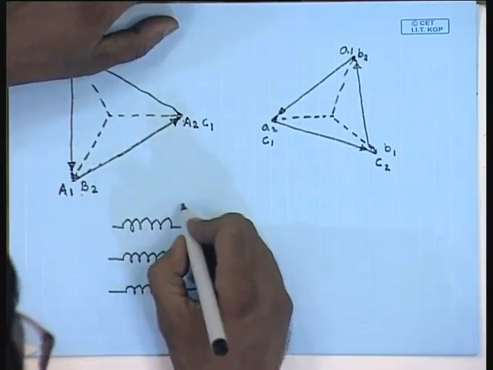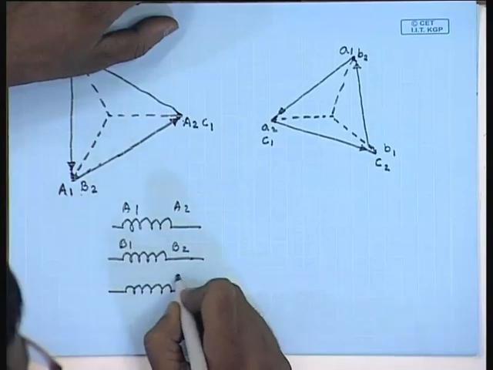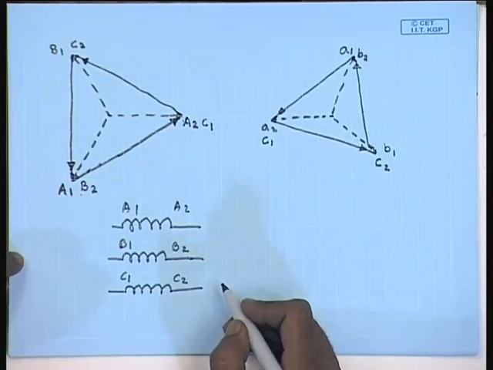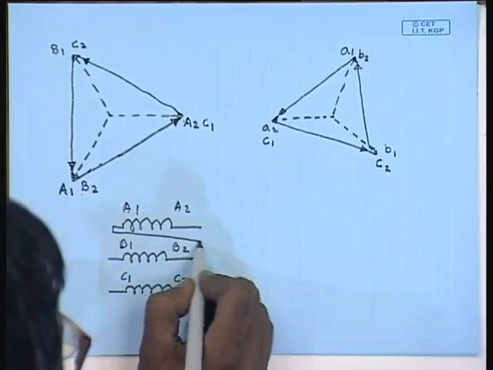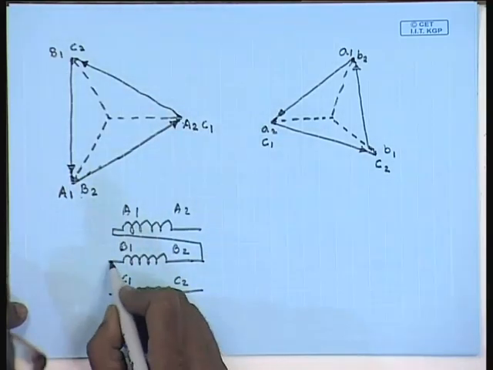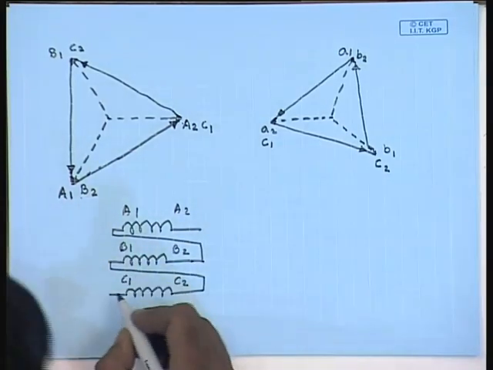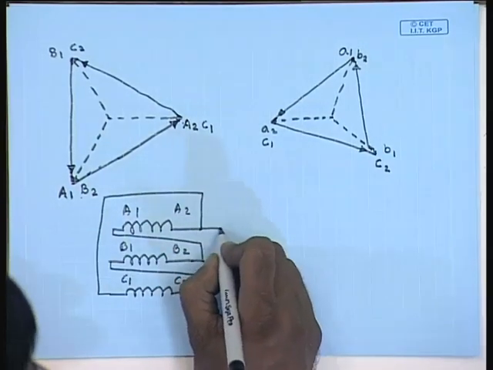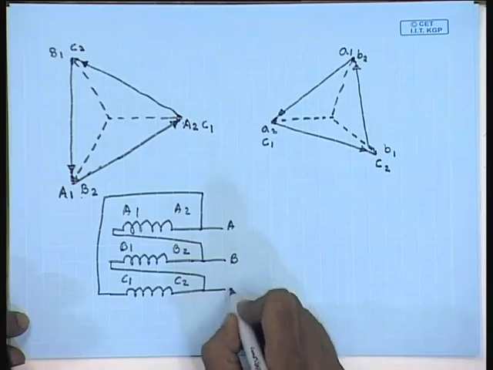Therefore, if we see the winding connections like this A2, A1, B2, B1, C2, C1, the delta on the high voltage side is formed by connecting A1 to B2, then B1 to C2 and C1 to A2. And the lines are connected to A2, B2 and C2. These are the lines A, B, C.